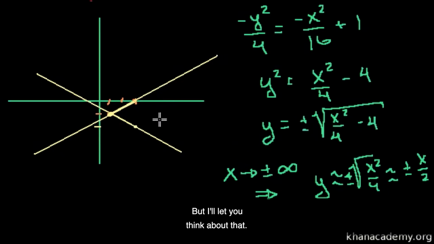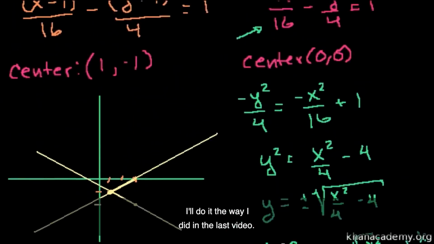So I already tell you, my intuition is going to be there and there. It's more than intuition. I know that we're going to be a little bit less than the negative square root. But I'll do it the other way. I'll do it the way I did in the last video.